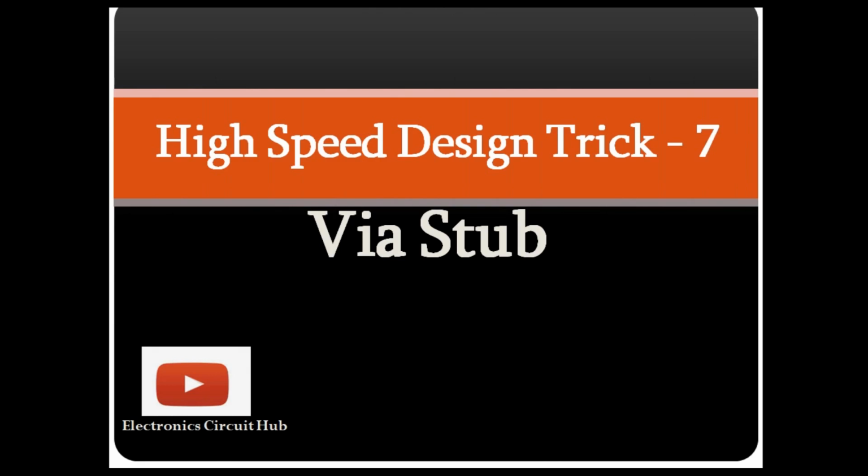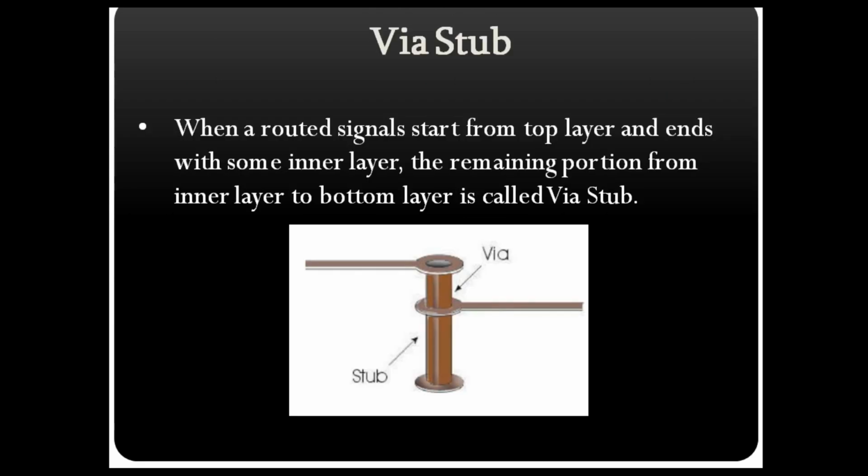Today I am going to discuss the basics of Via Stub and how it plays an important role in signal integrity. So let us see what a Via Stub is. When a routed signal starts from the top layer and ends at an inner layer, then the remaining portion from the inner layer to the bottom layer is called a Via Stub.